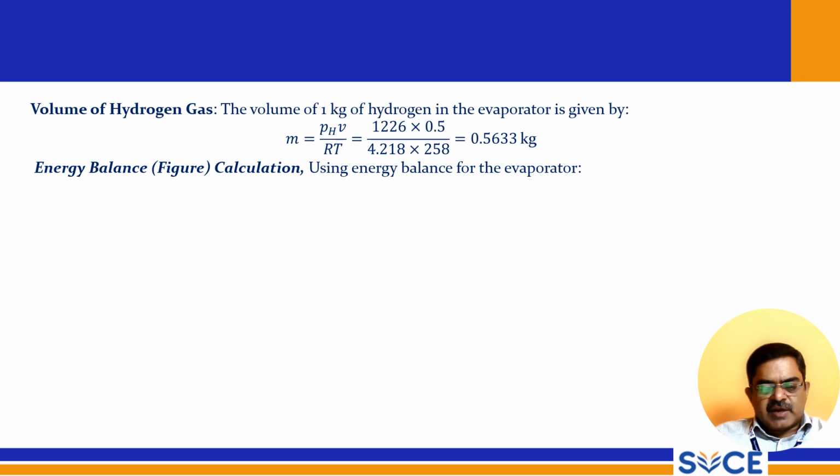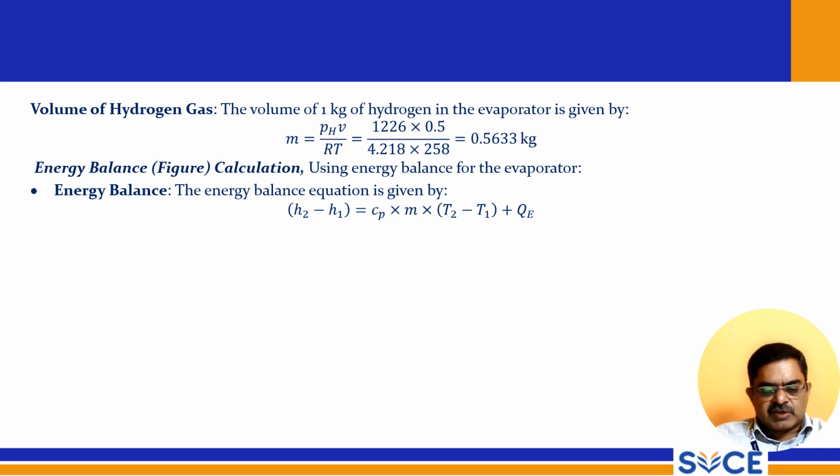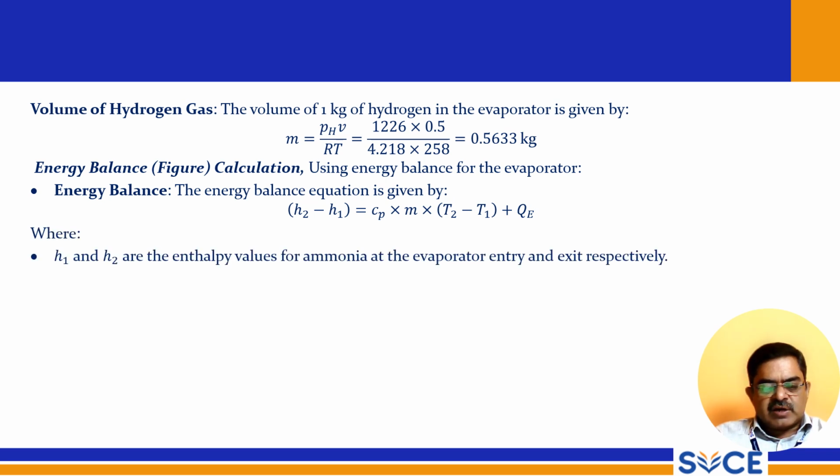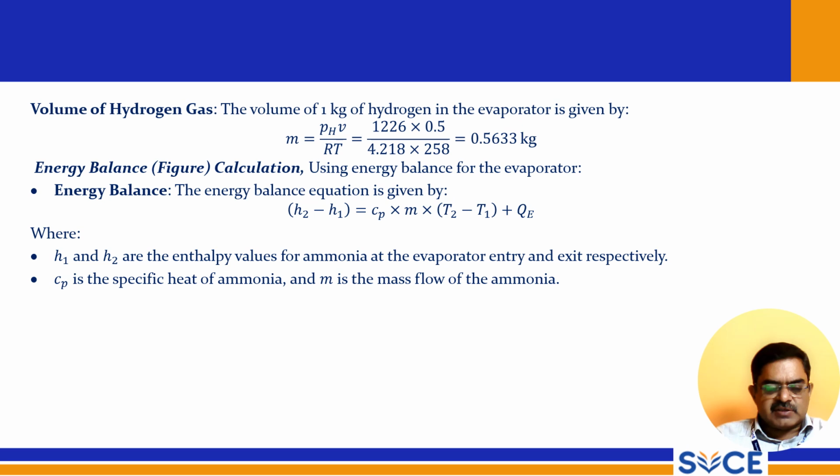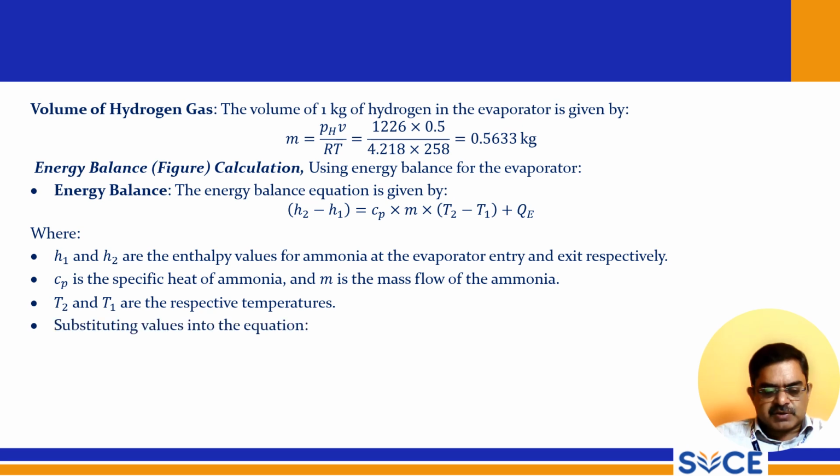Energy balance. So use energy balance for the evaporator. The energy balance equation is given by H2 minus H1 equal to Cp into m into (T2 minus T1) plus QE. Where H1 and H2 are enthalpy values for ammonia at the evaporator entry and exit respectively. Cp is the specific heat of ammonia, and m is the mass flow rate of ammonia, and T2 and T1 are the respective temperatures.